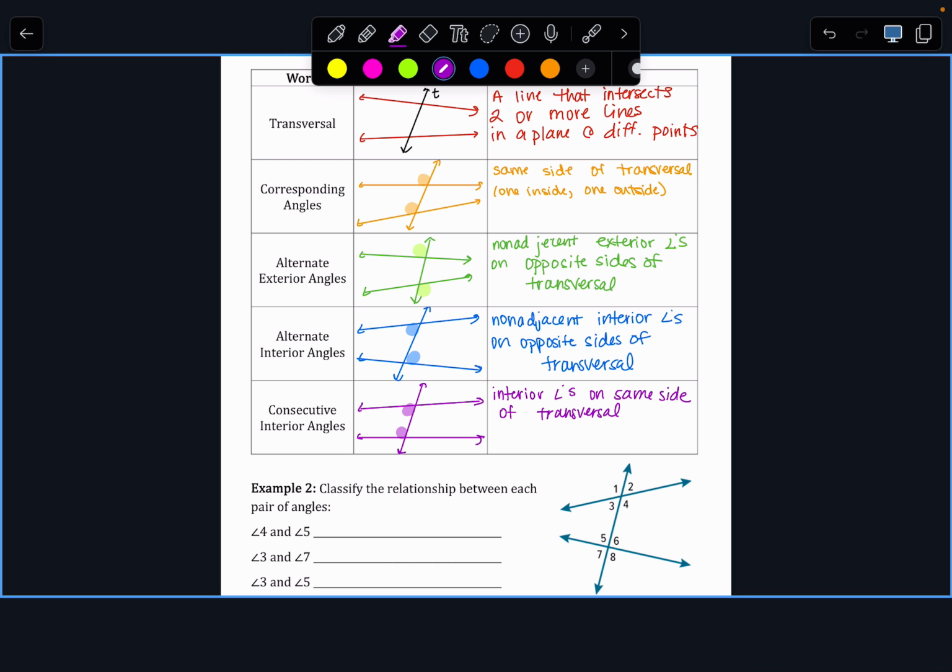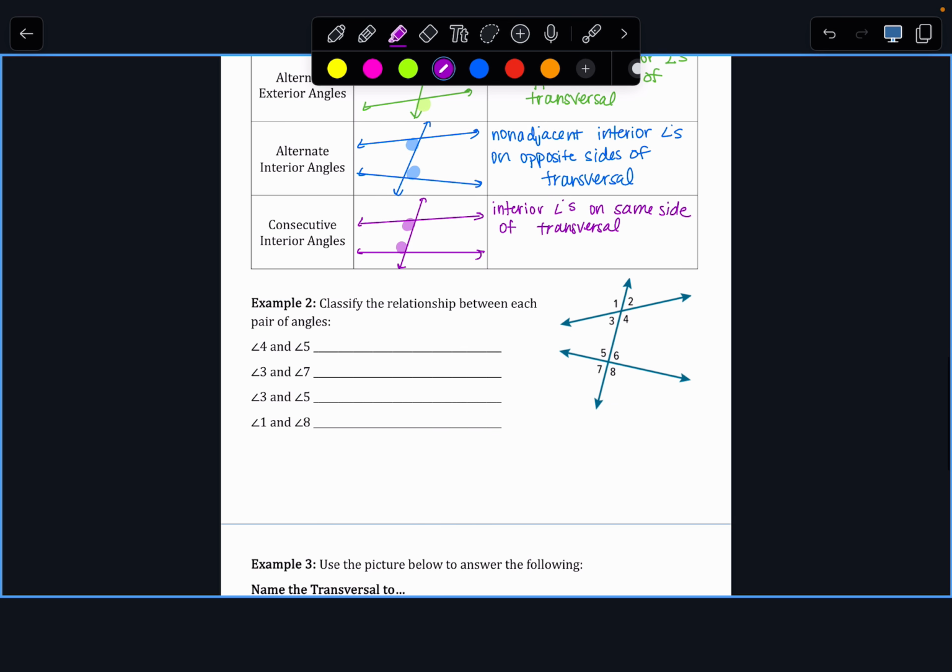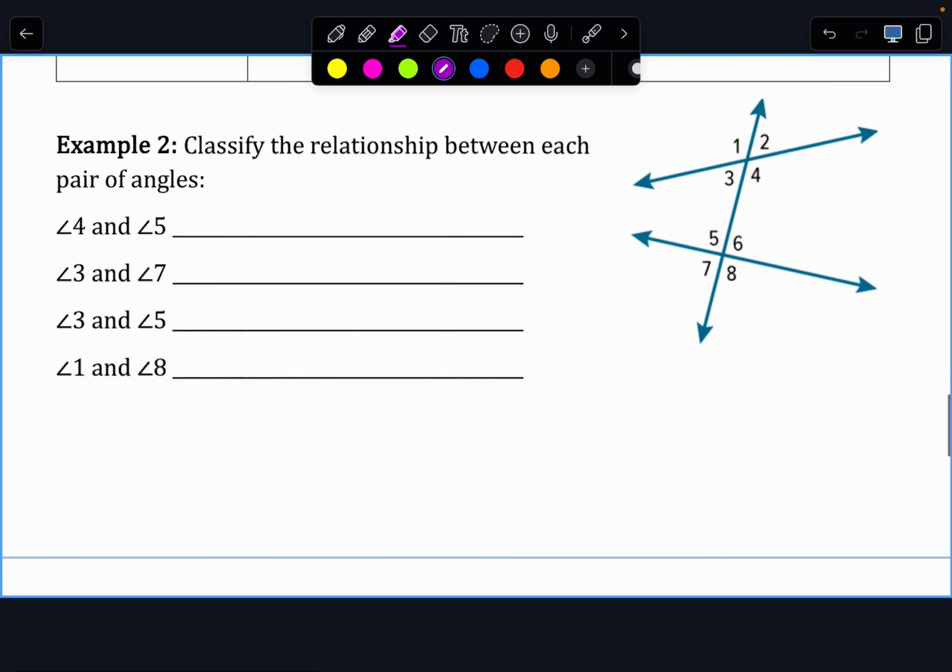Okay, so this is what I want you to do. You and your elbow partner take 1 minute and classify these 4 pairs of angles using the vocabulary above. Go. Alternate interior. And these ones are consecutive. What A is alternate exterior?